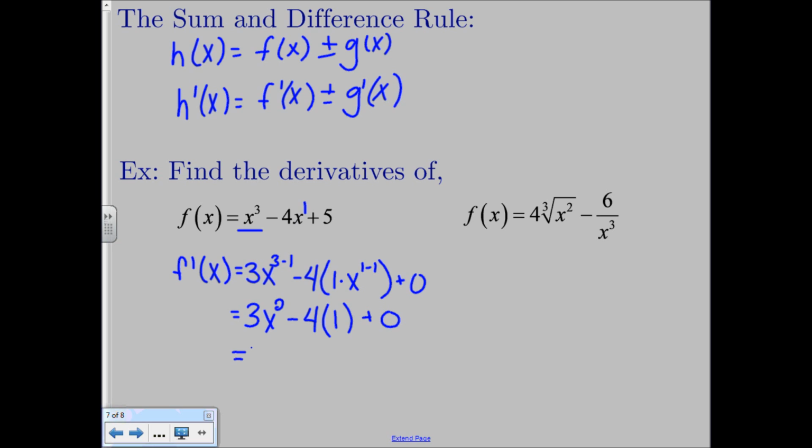So our final answer is going to be 3x squared minus 4. Okay, all done, good to go. So let's move on to problem 2.